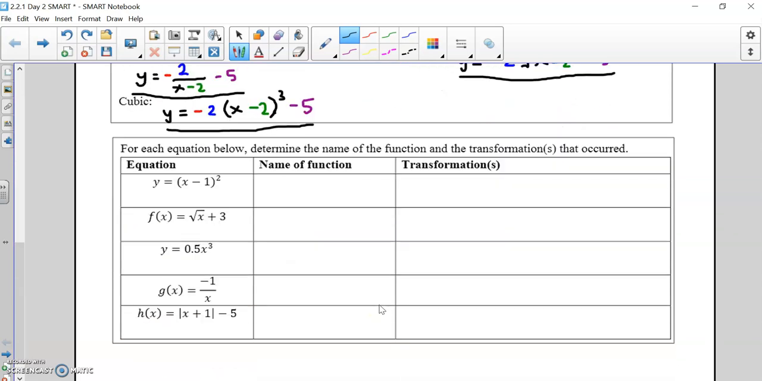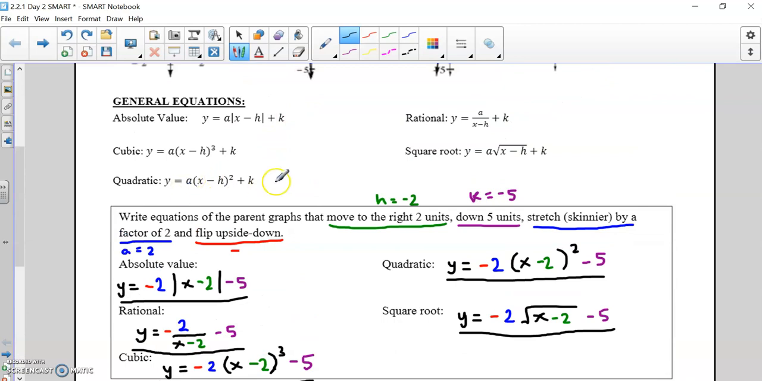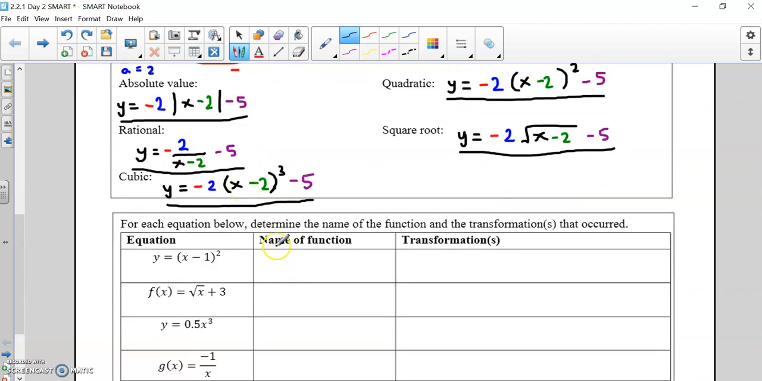All right, next we have something where we get to name all the transformations that are taking place and also name the function that we're working with. This is just to get some practice, get used to working with these functions. So here, because you see parentheses and a squared, you look up here and you're like, huh, that looks like the quadratic general form. So we will say that this is a quadratic function. Now let's go through and name all of them first.